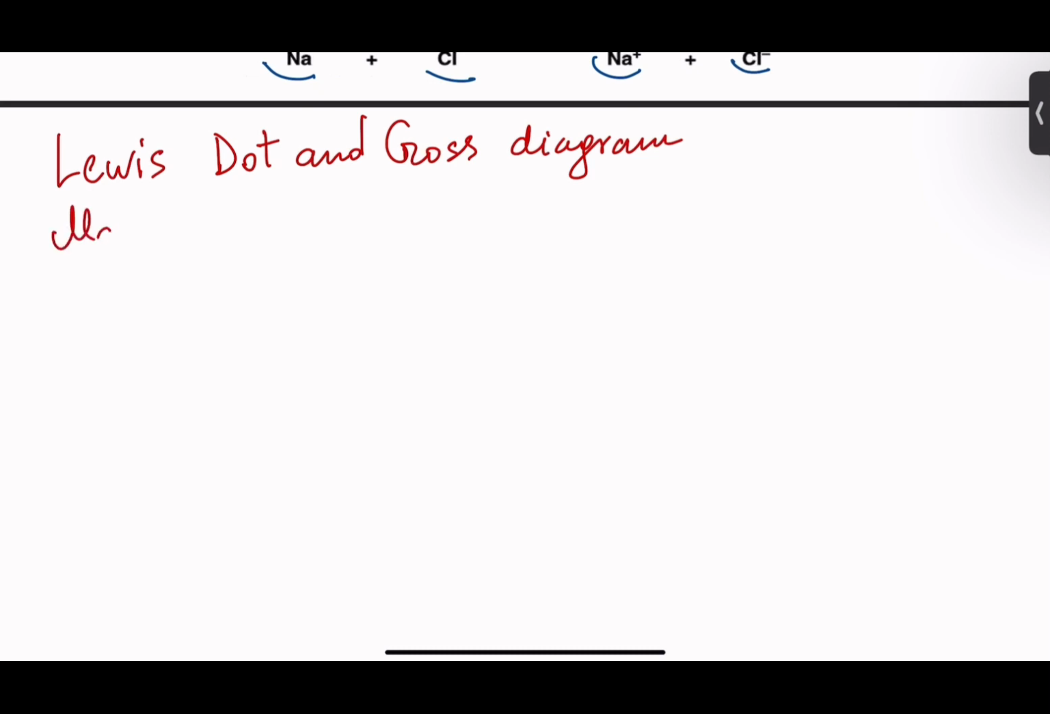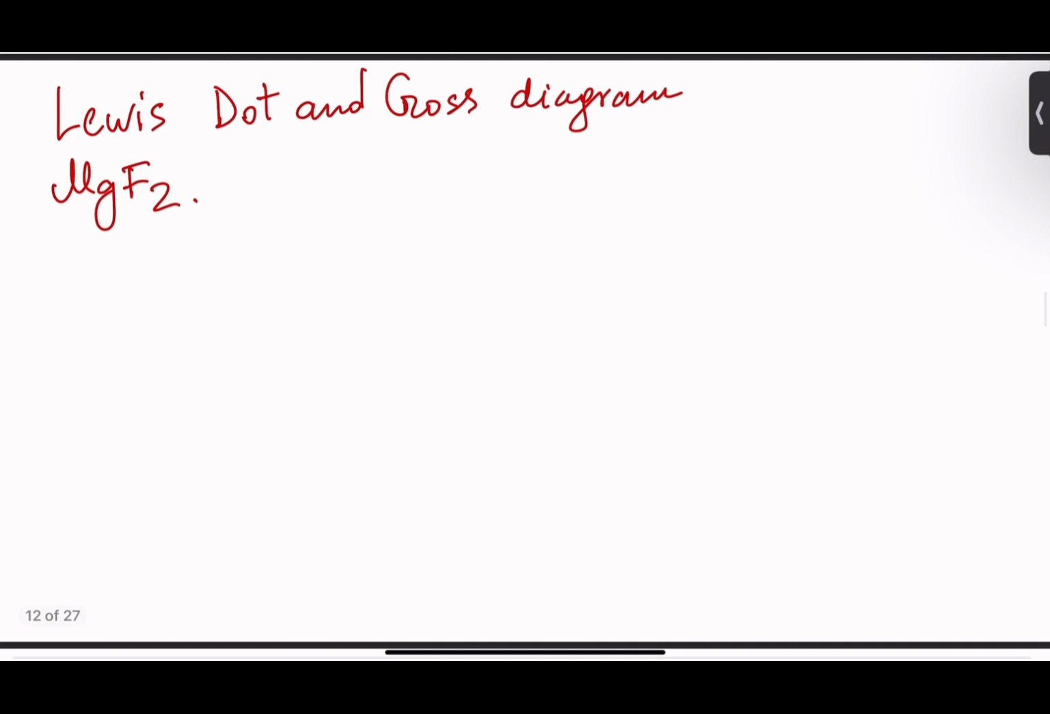Now I will show you guys how to do a Lewis dot and cross diagram, but we're going to do it for magnesium fluoride. So magnesium fluoride, let's write it down. For magnesium we have proton number 12, and for fluorine we have 9.